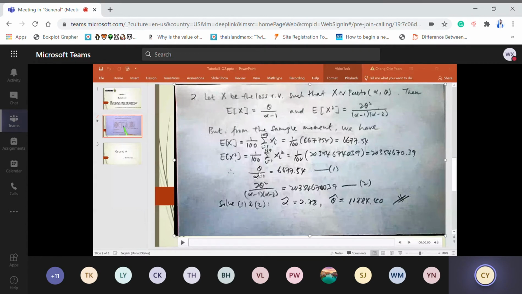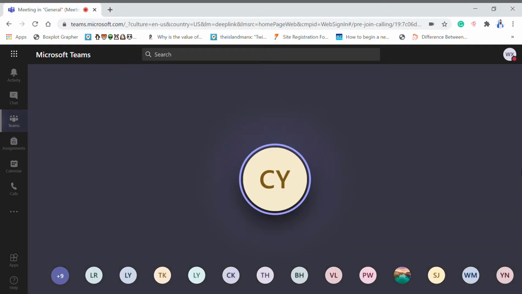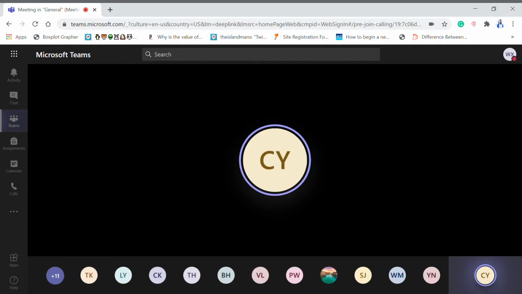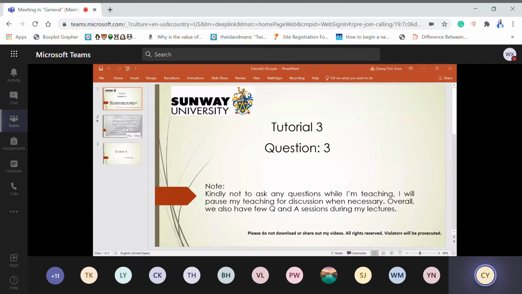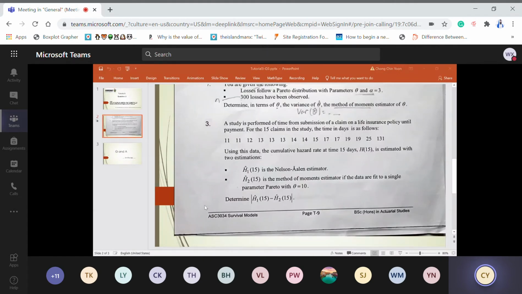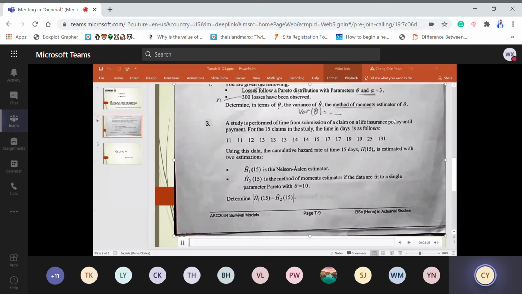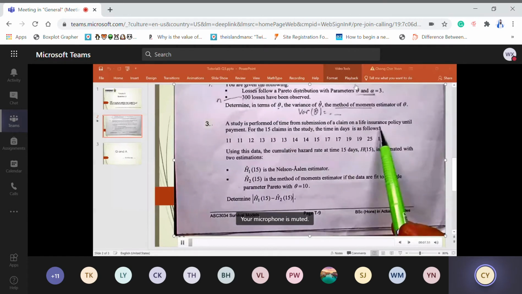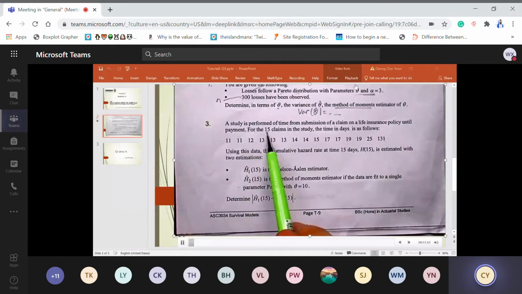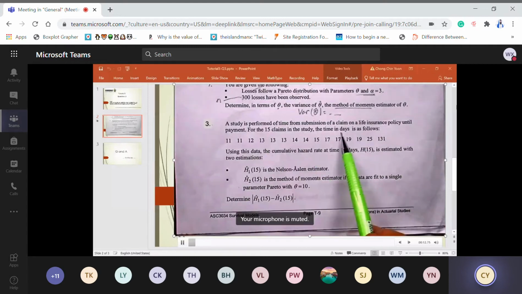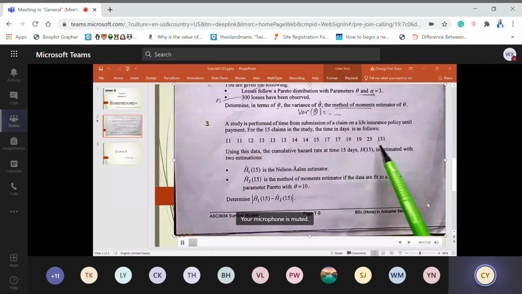Now, we move to the next question, number 3. A study is performed of time from submission of a claim on a life insurance policy until payment. For the 15 claims in the study, the time in days is as follows. That is given as this data of the time in days.